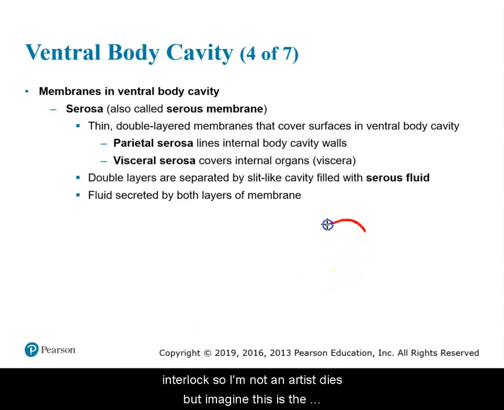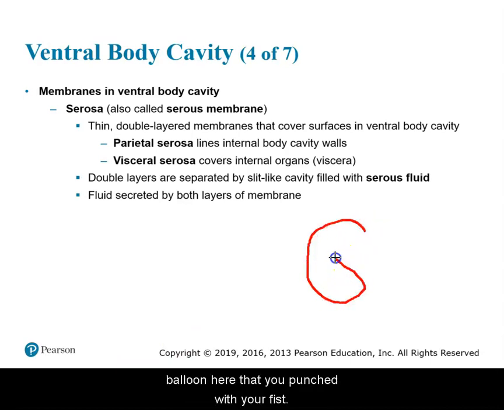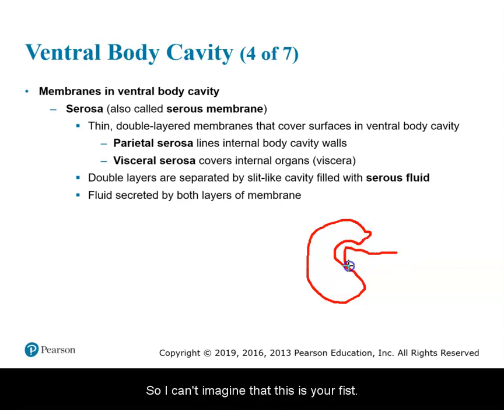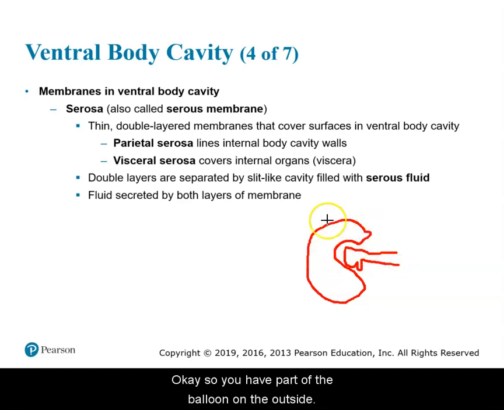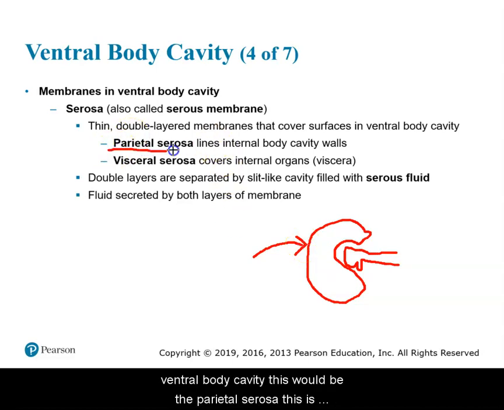So I'm not an artist, guys, but imagine this is the balloon here that you punched with your fist. So again, imagine that this is your fist, like so. Okay, so you have part of the balloon on the outside. This would be considered the parietal layer. In the case of the ventral body cavity, this would be the parietal serosa. This is the layer that will line internal body cavity walls.